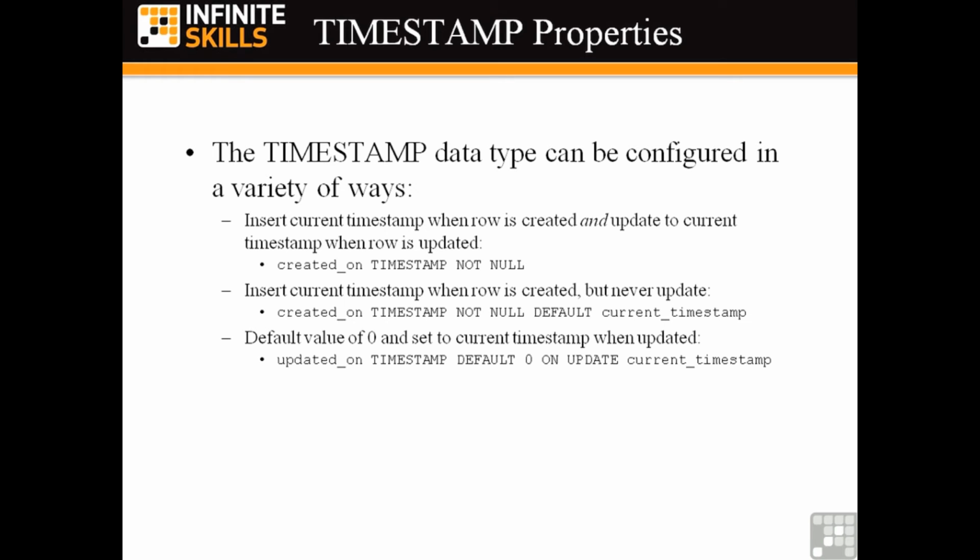The updated on column is not updated to the current timestamp when the row is created. However, it is updated every time that row is updated. This example demonstrates how that's done.